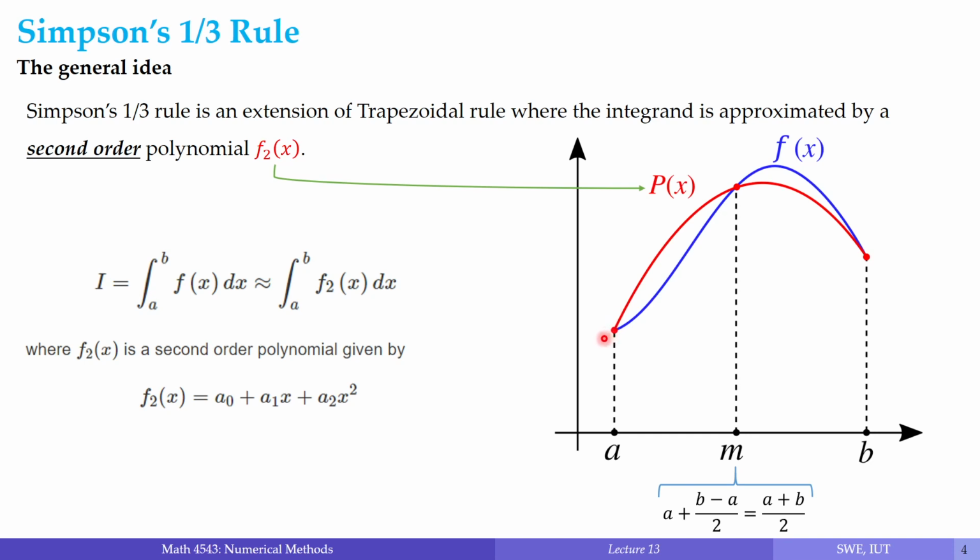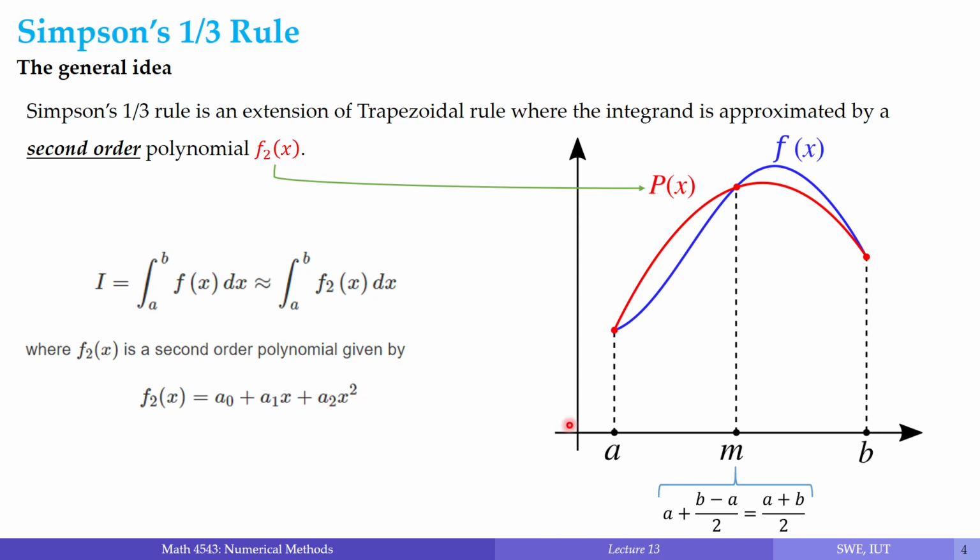So the idea is to approximate the original function using a polynomial of a certain order. In Simpson's 1/3 rule, we do that using f sub 2 of x, which is also called a second order polynomial. The general form of a second order polynomial is a naught plus a1x plus a2 x squared, right?